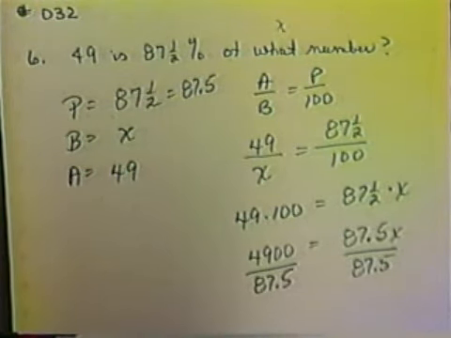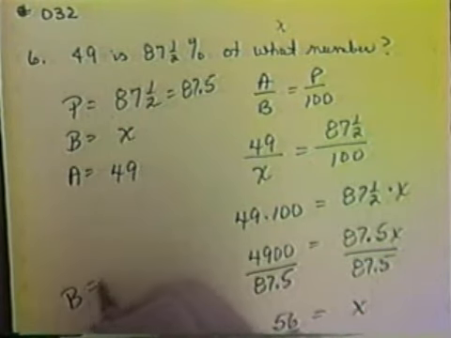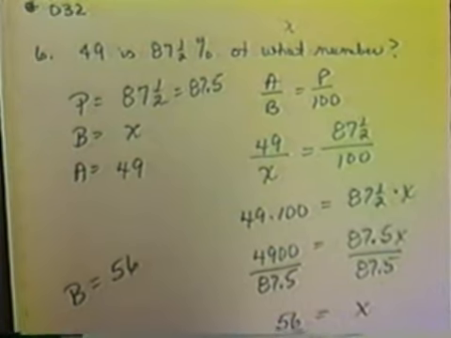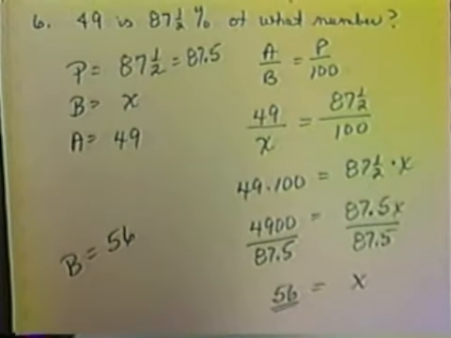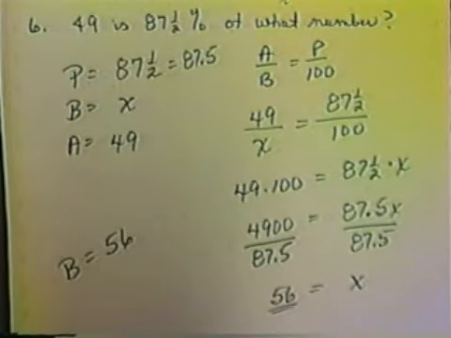Those are equivalent. Now, divide both sides by 87.5. And on our calculator, we get 4,900 divided by 87.5. And we should come up with an answer of 56. X turns out to be 56. So the base we were looking for is 56.